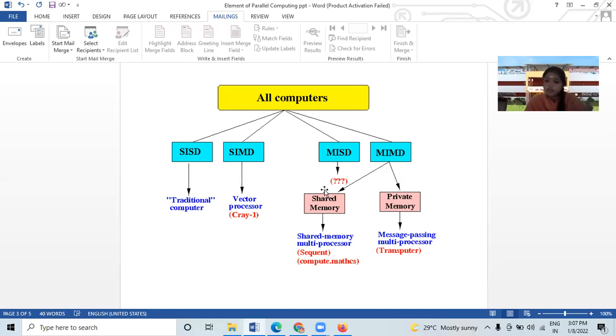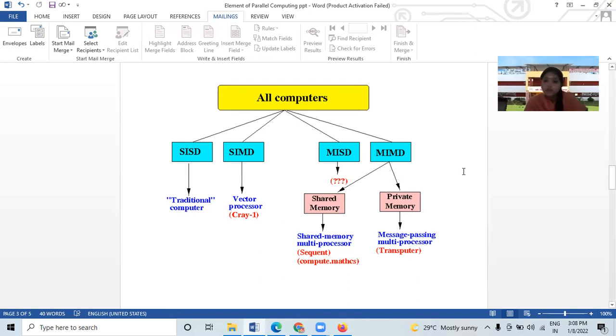So single instruction stream, single data stream. Single instruction stream, multiple data stream, that is SIMD. Multiple instruction stream, single data stream, MISD. SISD stands for single instruction and single data stream. It represents the organization of a single computer. I said already, it contains the control unit, a processor unit and a memory unit. Instructions are executed sequentially, and the system may or may not have internal parallel processing capability. In computing, MIMD, this one, MIMD.